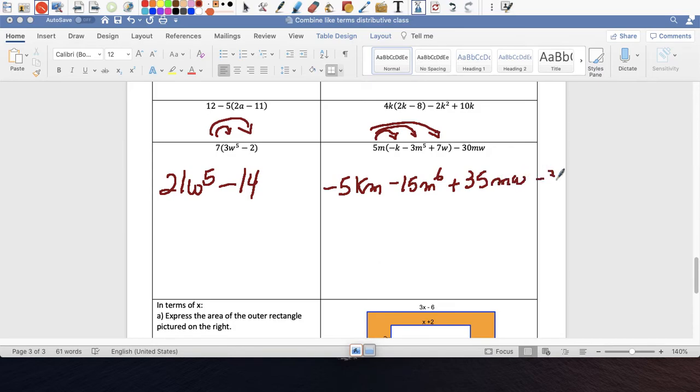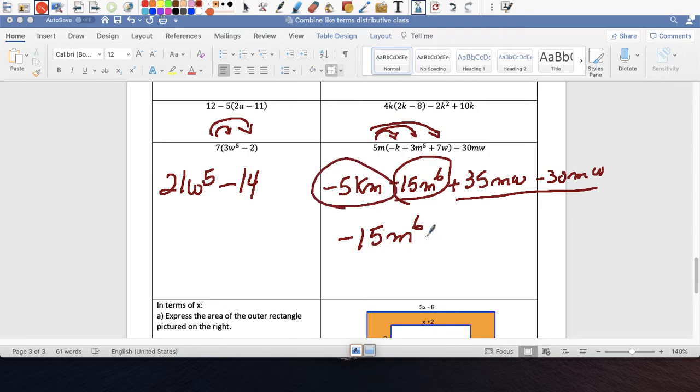And then minus 30mw. Is there anything we can combine? Yeah, we can combine the last two because they're both mw. So you get 15m6. I'm going to write this first. And then this minus 5km. And 35mw minus 30mw is just plus 5mw. Okay.